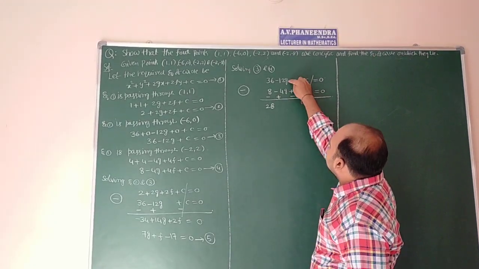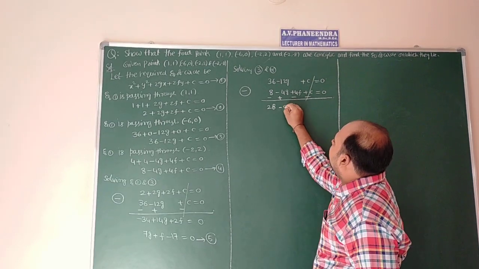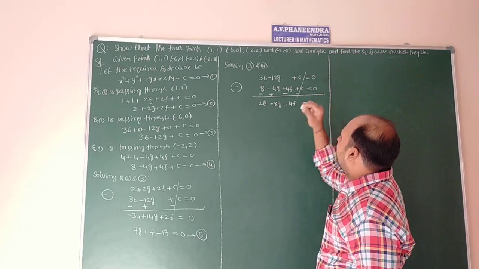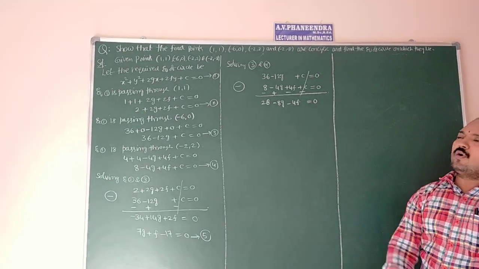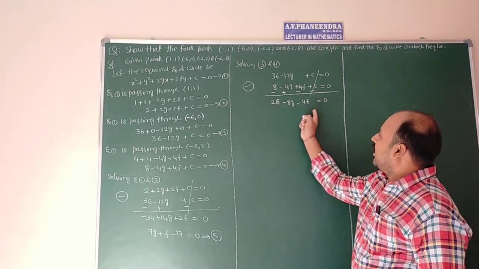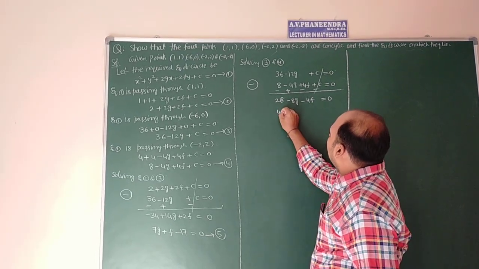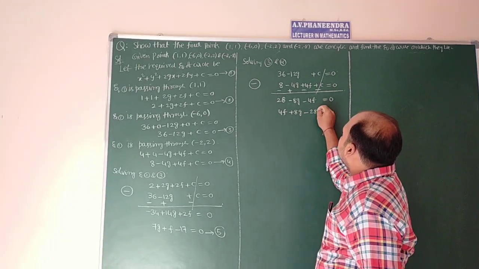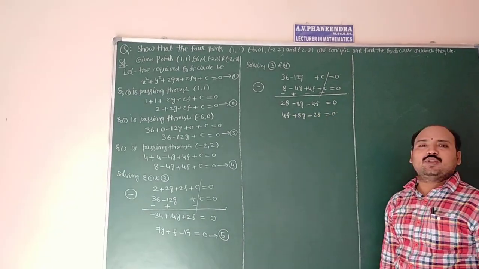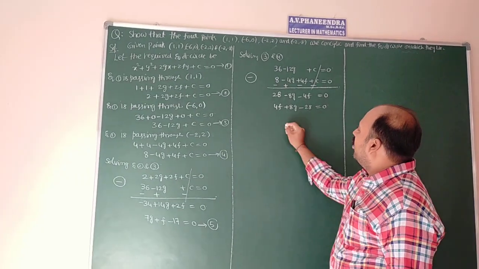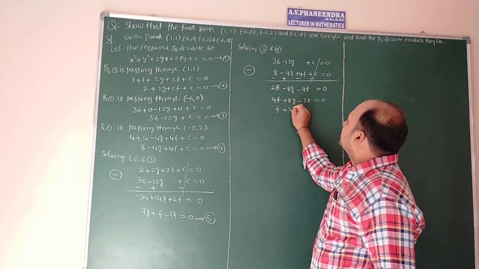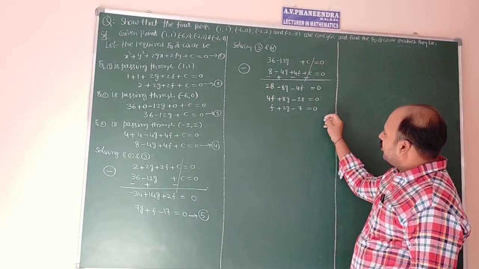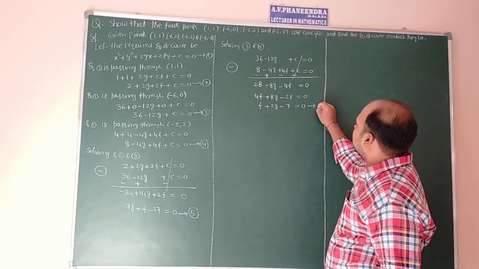28 minus 12g plus 4g minus 8g minus 4f is equal to 0. Take common minus, you can write it as 4f plus 8g minus 28 equal to 0. Multiplying by minus throughout this equation. After that, dividing by 4, f plus 2g minus 7 equal to 0. Put that as equation 6.